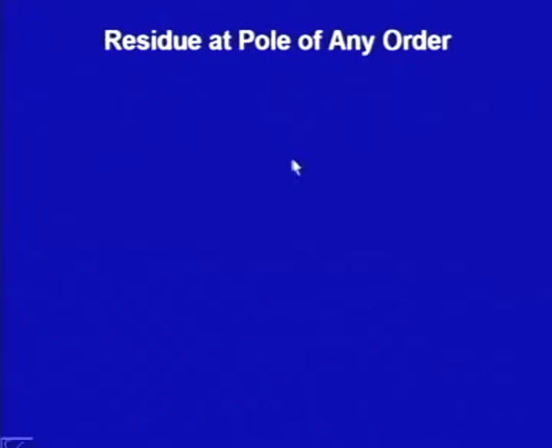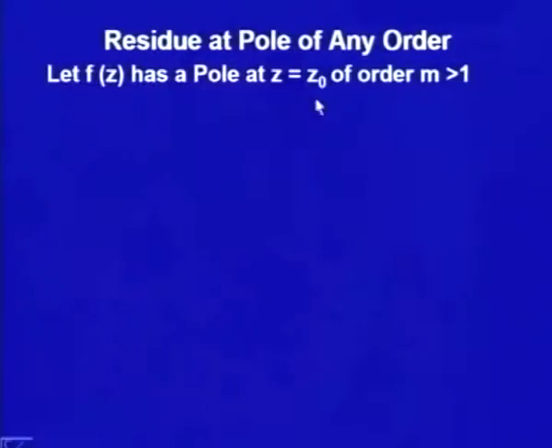Now, if I do have a pole of higher order, higher than 1, it is not a simple pole, is there a simple method in which I could find out the residue? Of course, now we are going to discuss the method for finding out the residue at a pole of any order. So, let f(z) have a pole at z = z0 of order m. Certainly, I am taking m strictly greater than 1, it is not for the simple pole.